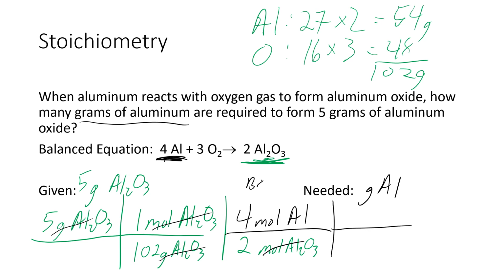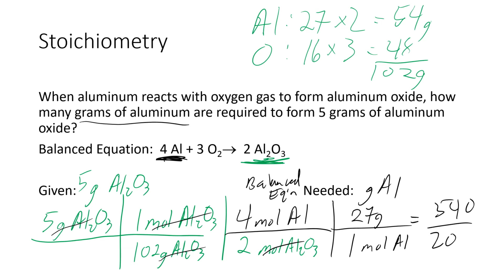This came from the balanced equation. So we're going to need to go one more step, and that next step uses the periodic table for aluminum, and 1 mole of aluminum on the periodic table is just 27 grams. All right, so some fancy math here. 5 times 4 is 20, and 20 times 27 is 540 as our numerator. That's multiplying the tops: 27, 4, and 5. And then 102 times 2 is in the denominator, so that's 204. When we divide 540 by 204, we get the answer of 2.64 grams.